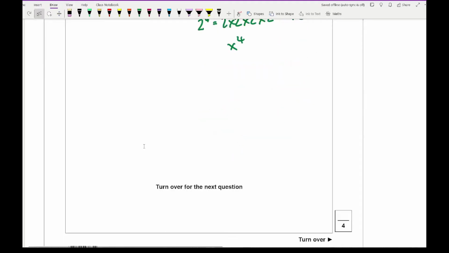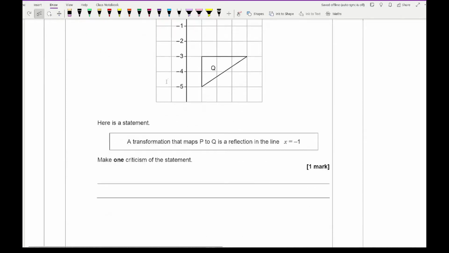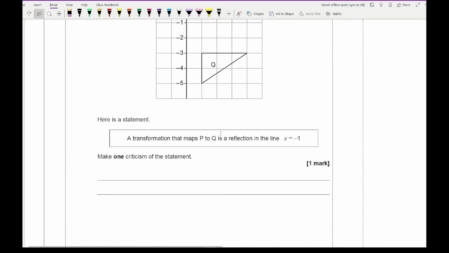Now moving on to question 5a, it says here are two triangles P and Q, and the question is saying here is a statement: a transformation that maps P to Q is a reflection in the line x equals minus 1. And the question says make one criticism of this statement.